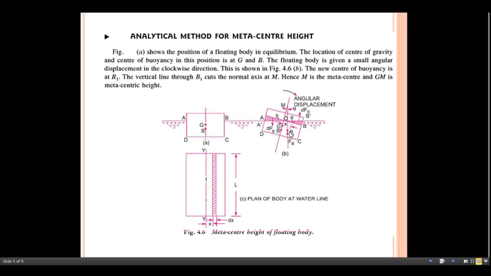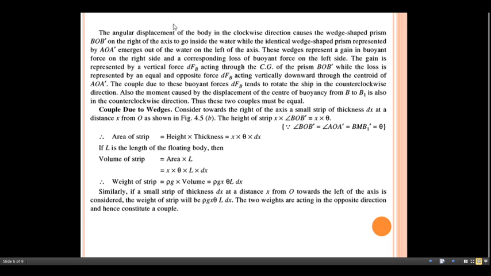The vertical line through B1 meets the normal axis at point M. As M is the metacenter, this GM is the metacentric height. If you see it this way, you can get that metacentric height. Now, the angular displacement of the body in the clockwise direction causes the wedge shape to be on the right of the axis.